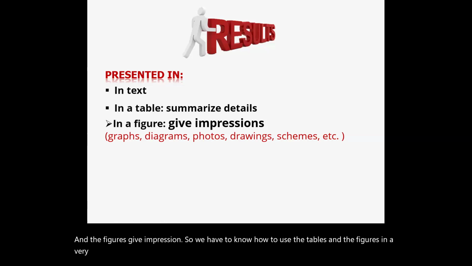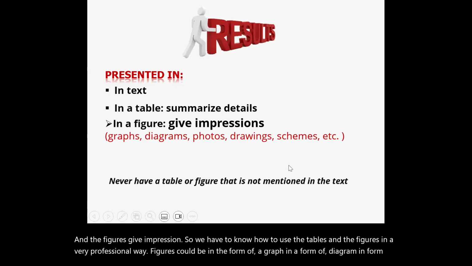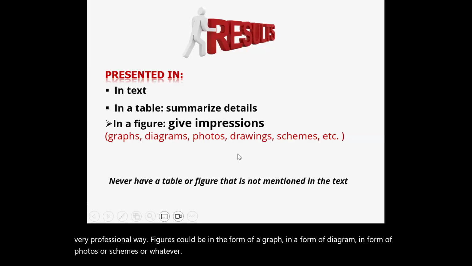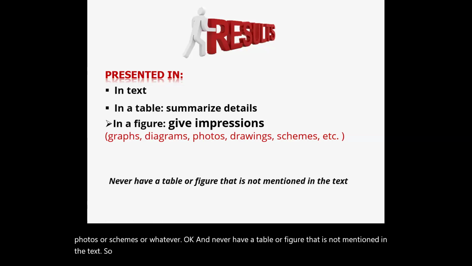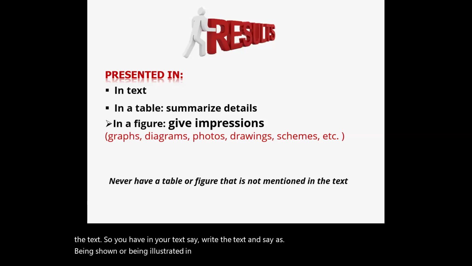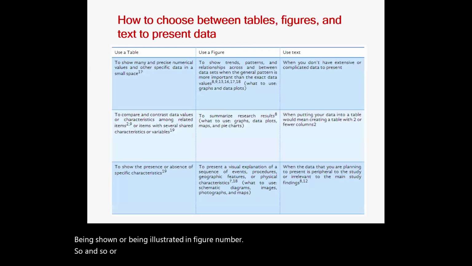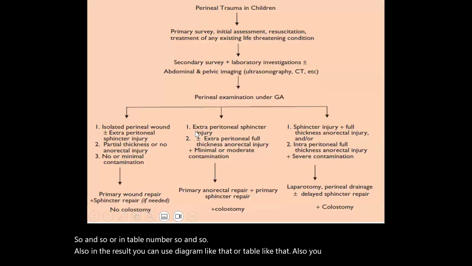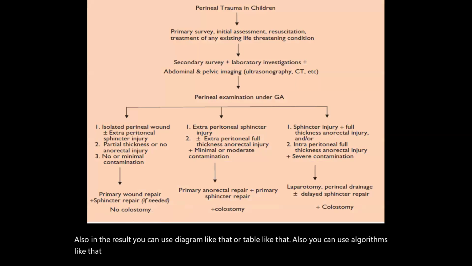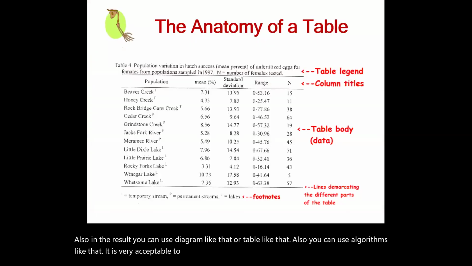Figures could be in the form of a graph, a diagram, photos, or schemes, or whatever, okay? And never have a table or figure that is not mentioned in the text. So in your text, you write and say, as being shown or being illustrated in figure number so and so, or in table number so and so. Also, in the results, you can use a diagram like that or a table like that. Also, you can use an algorithm like that. It is very acceptable to put an algorithm in the results.